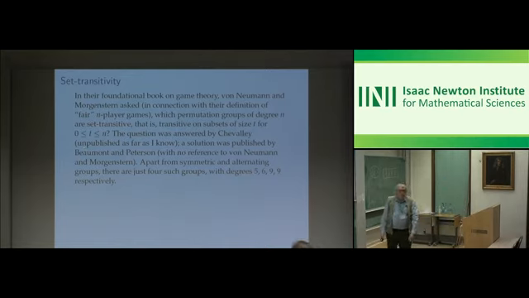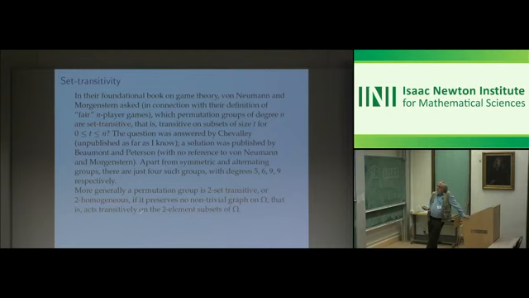In the second edition of the book, they said this question has been solved by Chevalley. I don't think Chevalley ever published that. Beaumont and Peterson published it, but made no reference to von Neumann and Morgenstern. But apart from the symmetric and alternating groups, there are just 4 such groups, 4 little groups with those degrees. Remember that kind of theorem, because this will come up in my talk tomorrow.